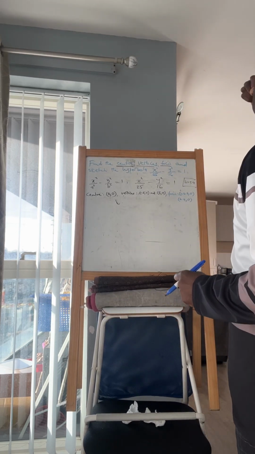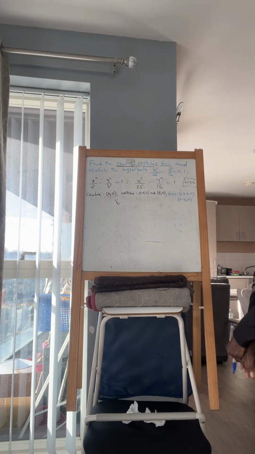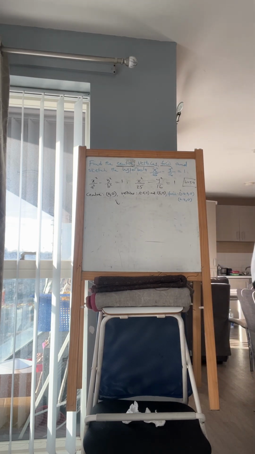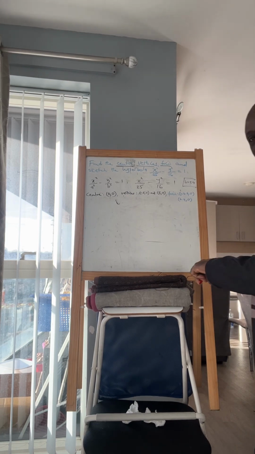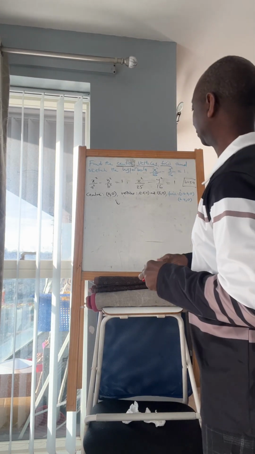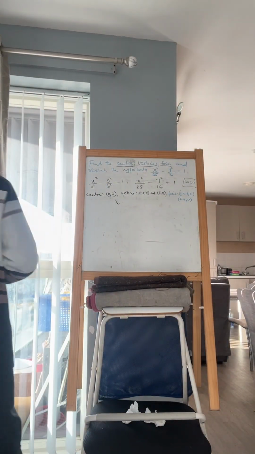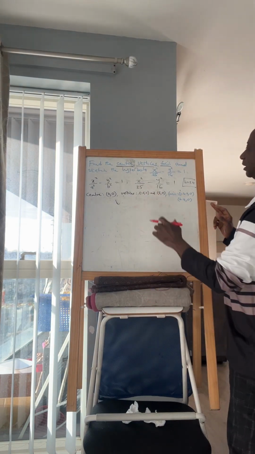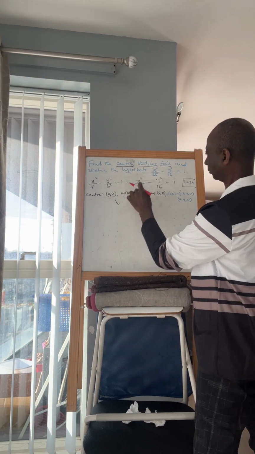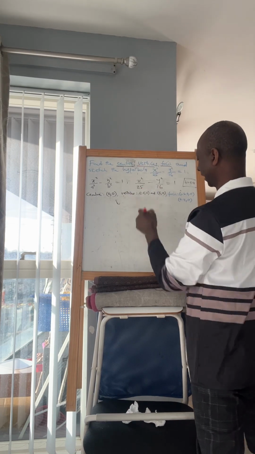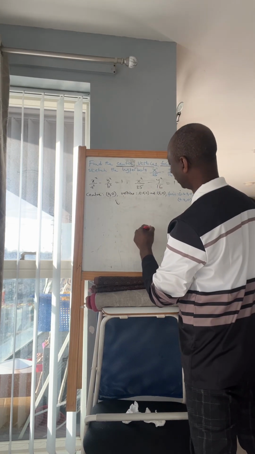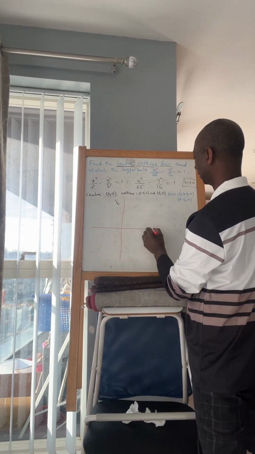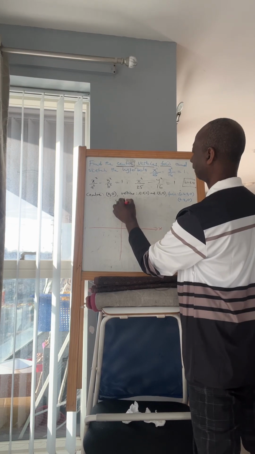Now they ask us to sketch the hyperbola. Let me use a red marker so that you can see properly. We already mentioned that it's along the x-axis, because a is positive under the x. So we'll draw a y-axis here. This is x, this is y.